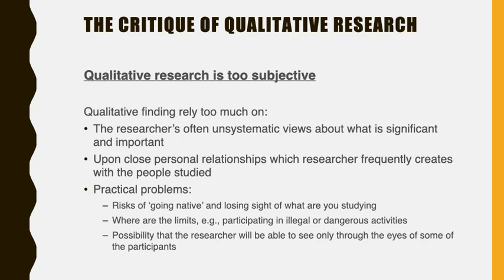It also requires close personal relationships to be developed sometimes between the researcher and the people being studied. Now, this creates some practical problems. The biggest two are that you can go native and lose sight of what you're studying. What this means is that you become too close and personal with the group that you're studying, and you kind of lose sight of why it's important to study them, or you view them more favorably or in a less objective light. And then you may also ignore where the limits are.